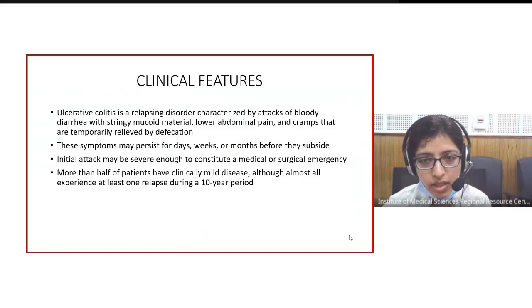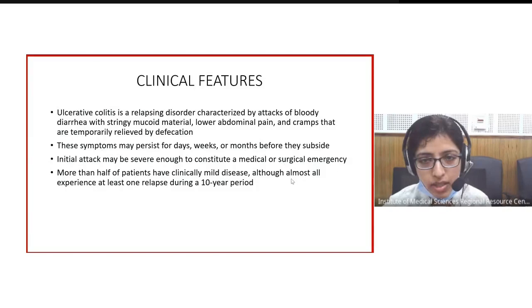It is also a relapsing disorder, which is characterized by attacks of bloody diarrhea with stringy mucoid material, lower abdominal pain, and cramps that are temporarily relieved by defecation. These symptoms can persist for days, weeks, or months before they subside. The initial attack may be severe enough to constitute a medical or surgical emergency. So this can also have an acute presentation in a proportion of patients.